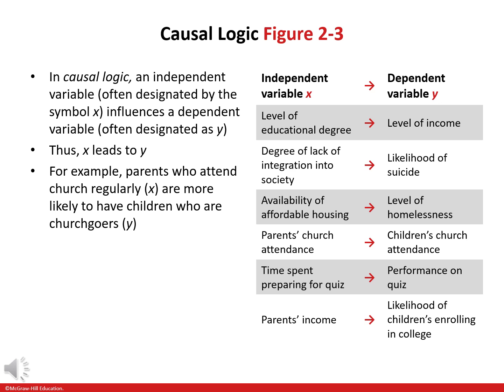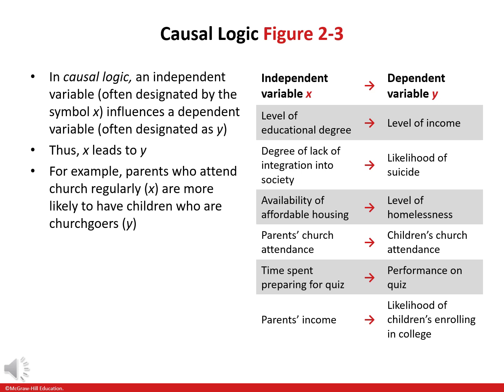Causal logic, or causation, we'll see in figure 2-3. We have the independent variable, which would be the level of educational degree, and the dependent variable would be the level of income. Basically they're showing with this one thing, X, does it affect Y, or does it lead to Y? Also, we have the degree of lack of integration into a society and the likelihood of suicide. You might think of people in the LGBTQ plus community, if they're not accepted, or children that are being bullied, and the likelihood of suicide.